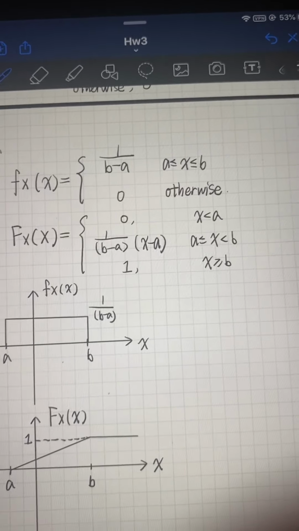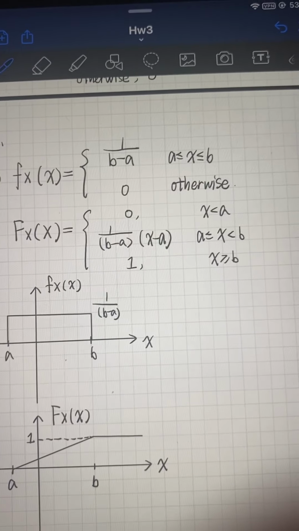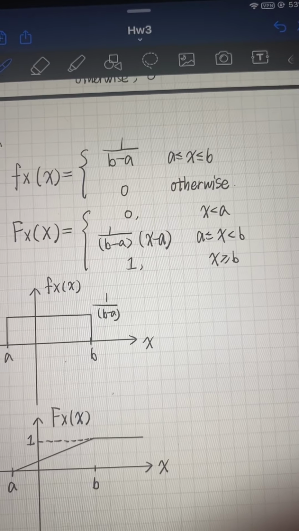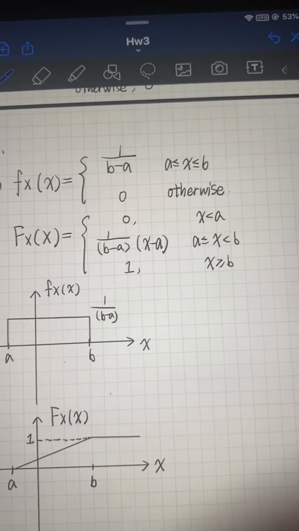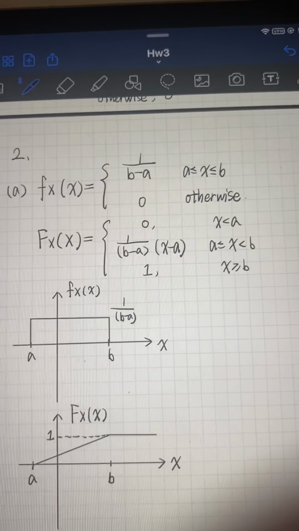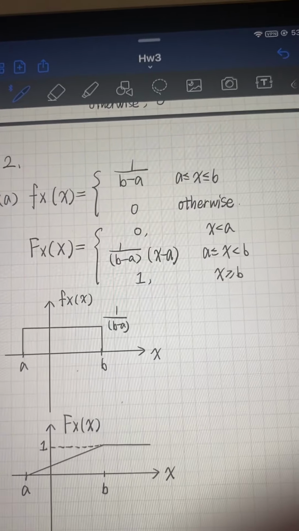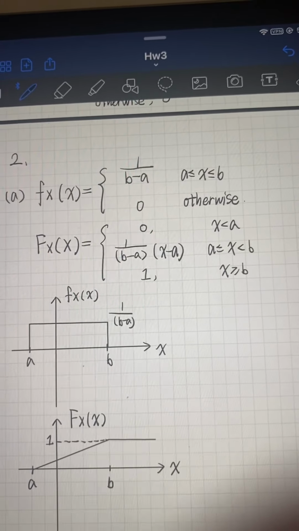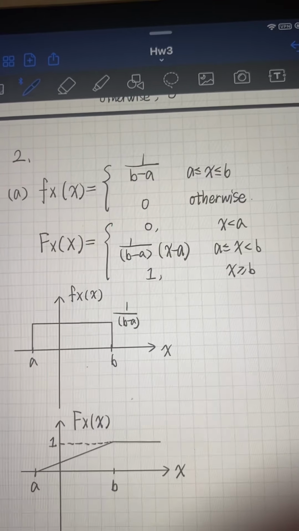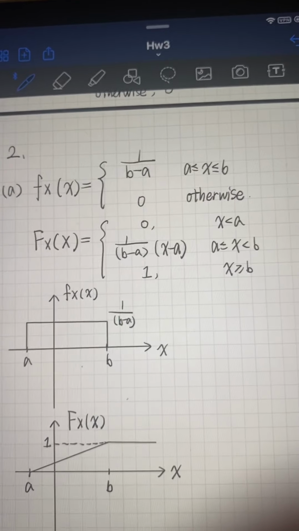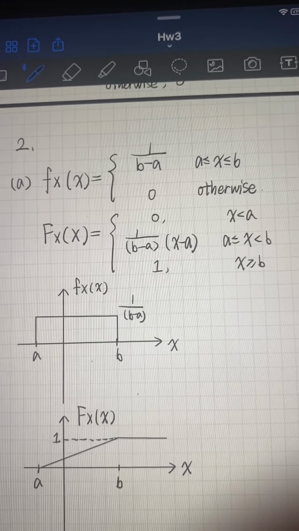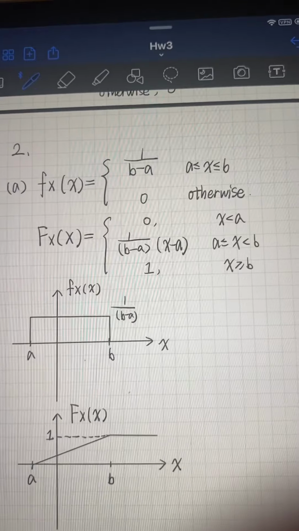And in the second part, we should, if we already know that a equals -1 and b equals +3, find and draw the lower f_Y and the upper F_Y, and also find E[Y]. Here comes how I solve these two questions.